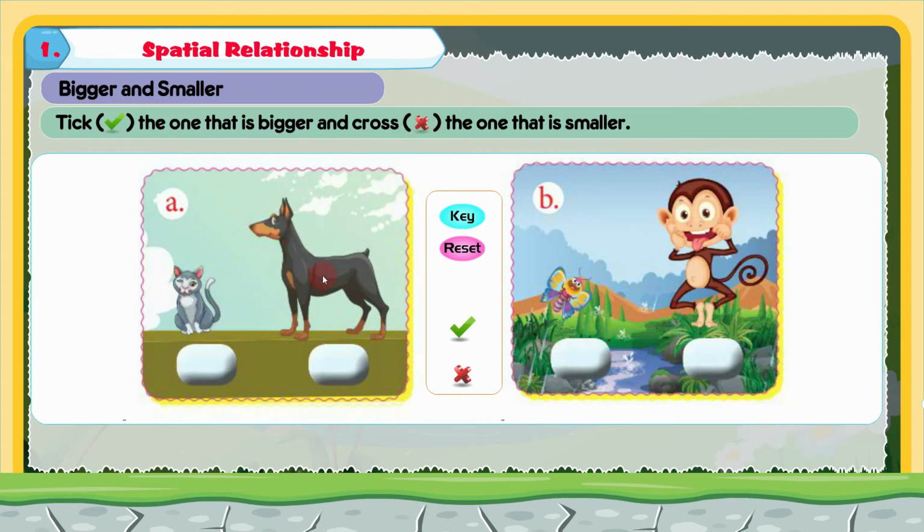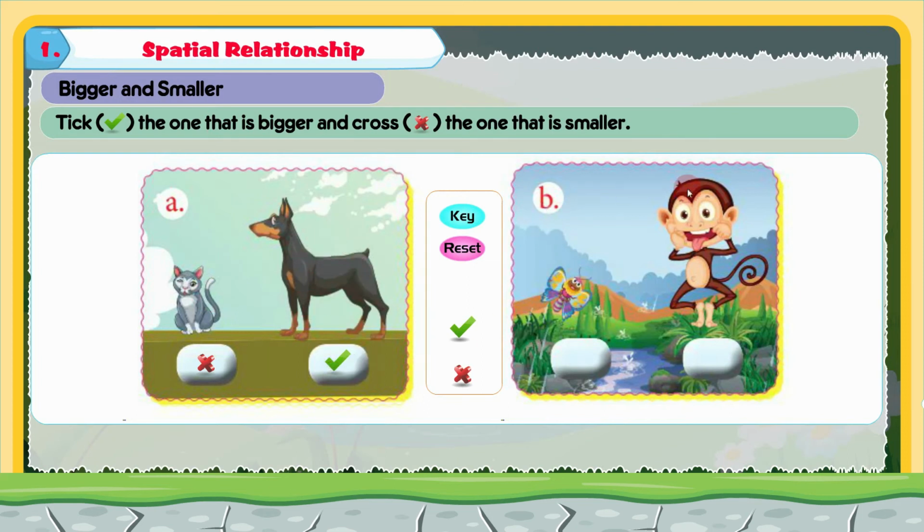So in this picture, which is the bigger one? Yes, dog is the bigger one. So we will tick the box for the dog and we will mark the box for the cat with a cross because it is the smaller one. Cross for the smaller one, tick for the bigger one.